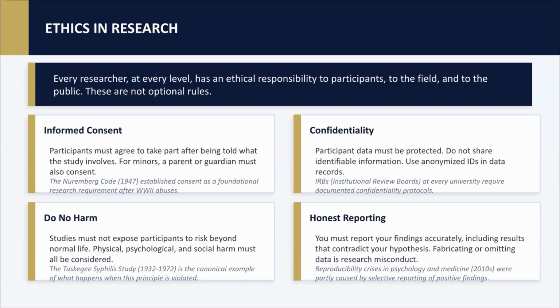Confidentiality. Participant data must be protected. Do not share identifiable information. Use anonymized IDs in data records. And do no harm. The study must not expose participants to risk beyond normal life. Physical, psychological, and social harm must also be considered. And honest reporting. You have to report your findings accurately, including results that contradict your hypothesis. Fabricating or omitting data is research misconduct.